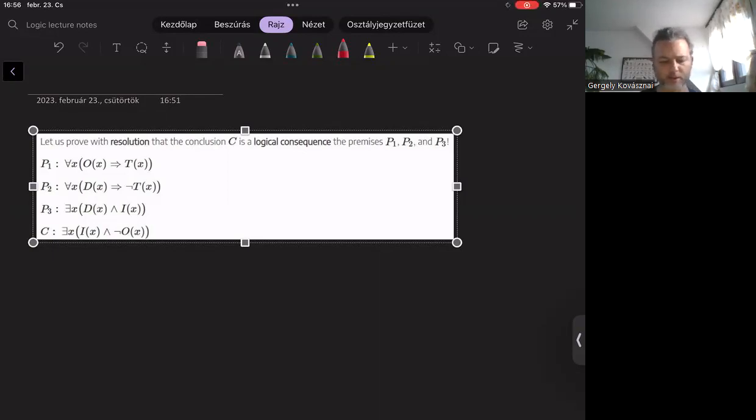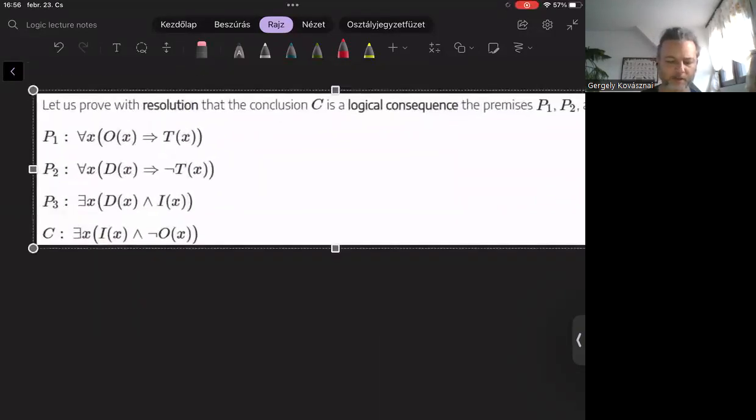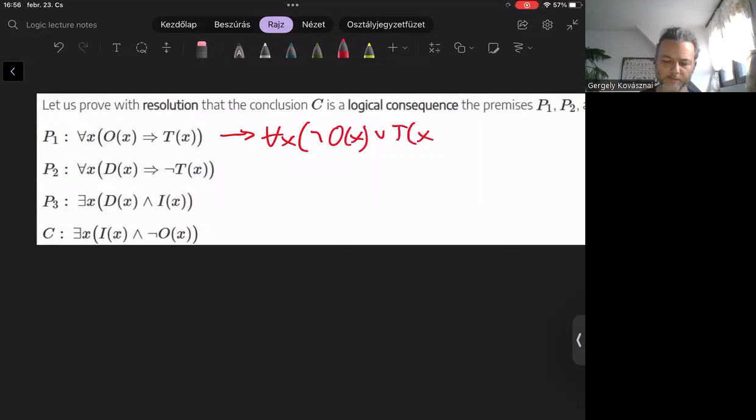So let's start with the first one. It's easy to translate this formula to CNF. We only have to eliminate the implication like that. And that's it. This is already in CNF. So let me just add this as a clause, the first clause in our clause set: for all x, not Ox or Tx.